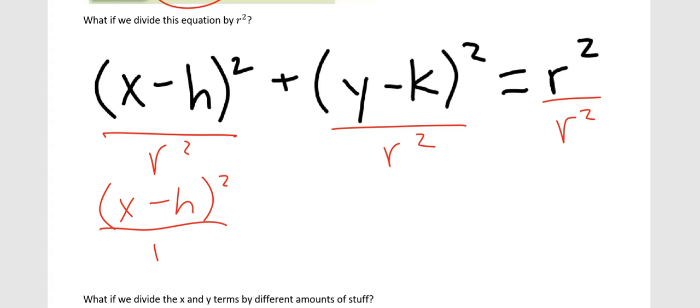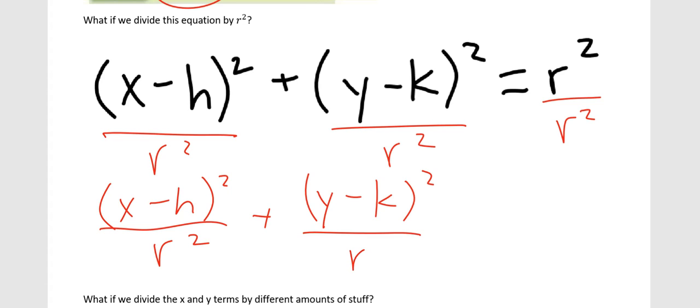x minus h quantity squared over r squared plus y minus k quantity squared over r squared equals... We'll go back to 8.1 after we get done with 8.3. Why? Is one of the variables in our equation. All right, now what's on the other side here? 1.